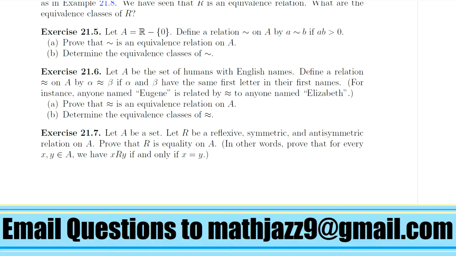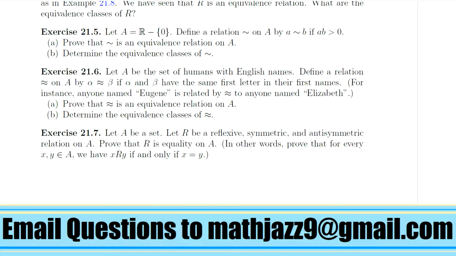So part B is determine the equivalence classes of tilde. So let's look at what the equivalence class of 1 is, because that should be easy. Well, 1 times any positive number is positive. So this equals positive R. It times the negative number is going to be negative, so those aren't related.